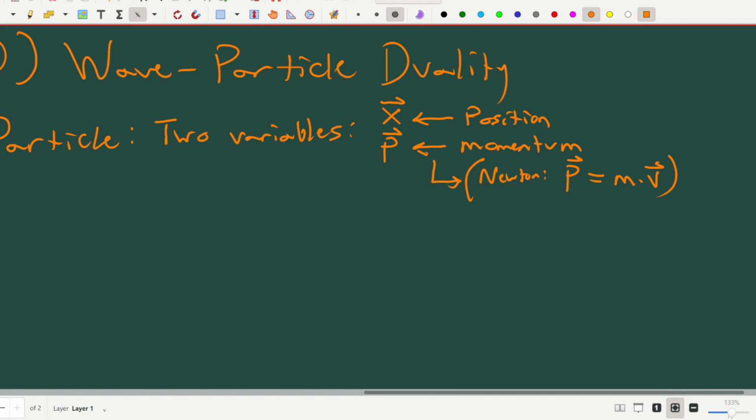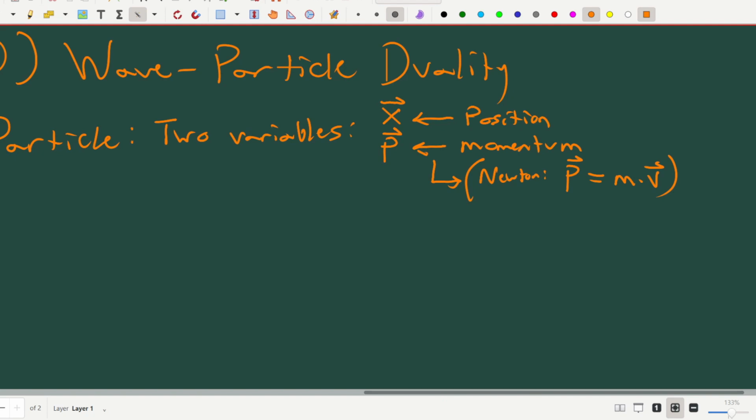If we know its position and we know its momentum as a function of time, we can calculate its position anywhere. Because if I know its position, I know where it's at. If I know its momentum, I know which direction it's going and how fast it's going. So at any time, I can calculate its trajectory somewhere else. Okay, so a particle is defined by these two things.